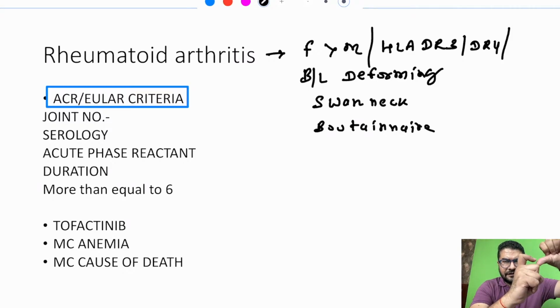Now you can see flexion of PIP and hyperextension of DIP. So this is boutonniere and this is swan neck. तो जब मैं अपने लेफ्ट हैंड से कर रहा हूँ, this is swan neck and this is boutonniere. So these are the deformities. Then you can see joint number.